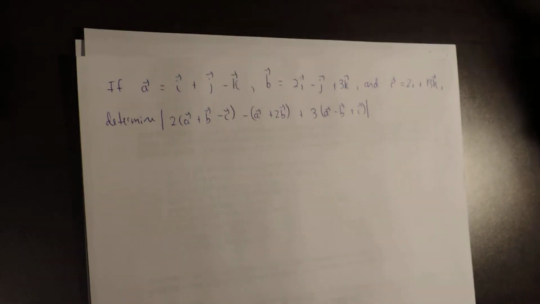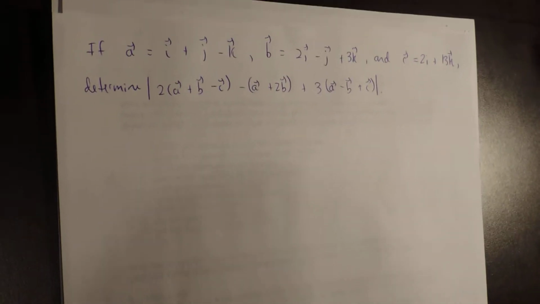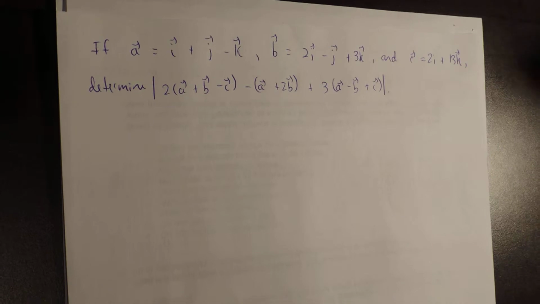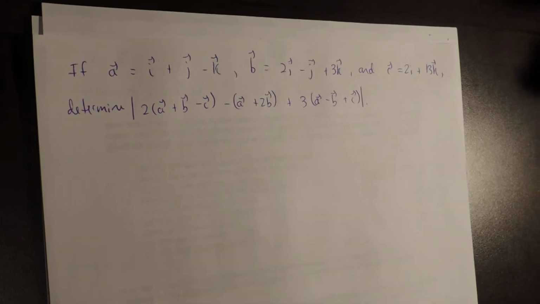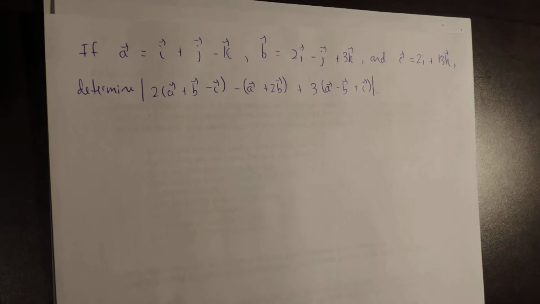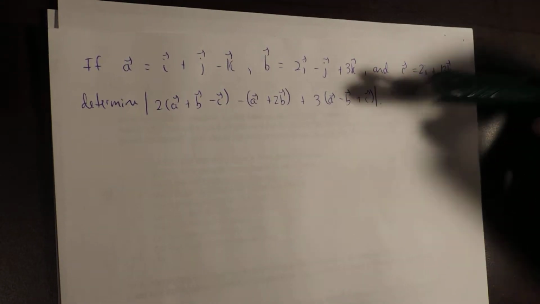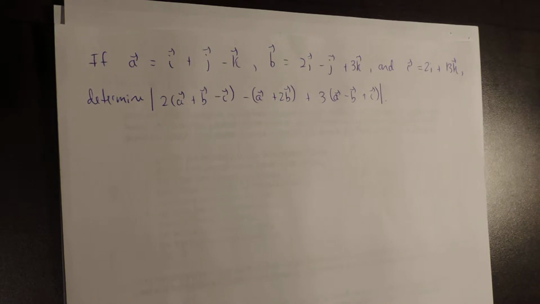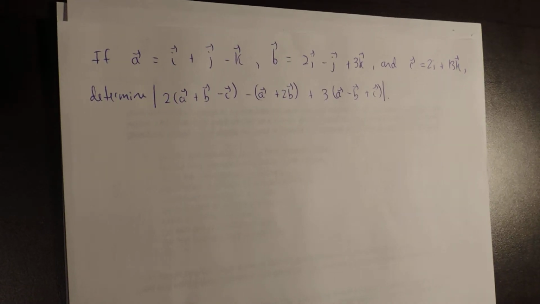So, let's read it. If vector A equals i plus j minus k, B equals 2i minus j plus 3k, and C equals 2i plus 13k, determine the magnitude of this expression. So at a glance, this problem does look daunting, but if you small chunk it, it really isn't that bad at all.